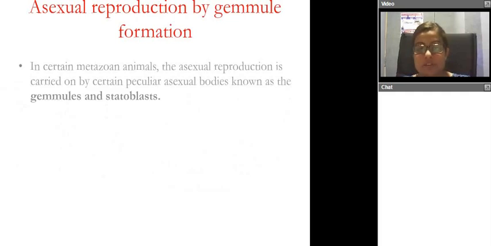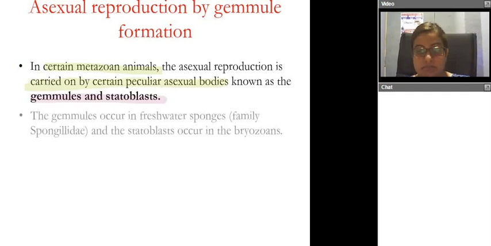Now we come to the process of gemmule formation. What is a gemmule? In certain metazoan animals, the process of asexual reproduction is carried on by certain peculiar asexual bodies. These asexual bodies are known as gemmules or statoblasts. They occur in freshwater sponges.